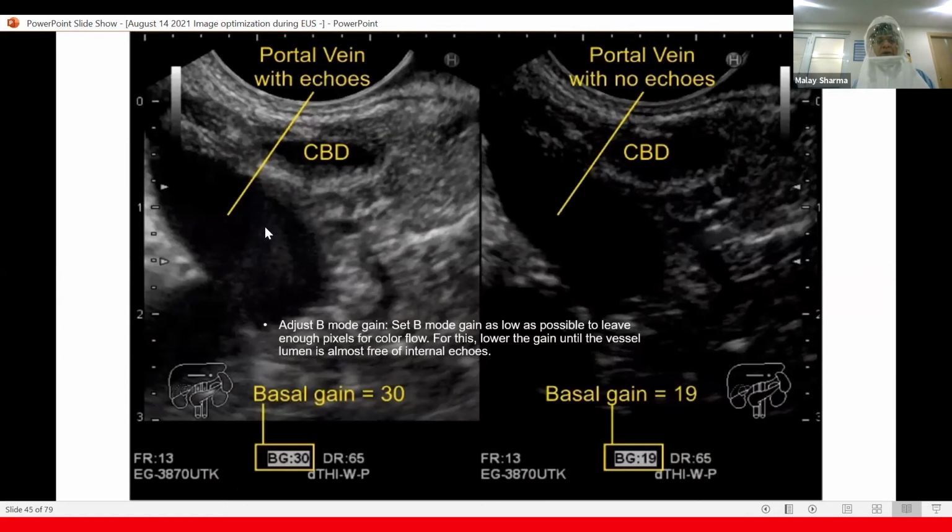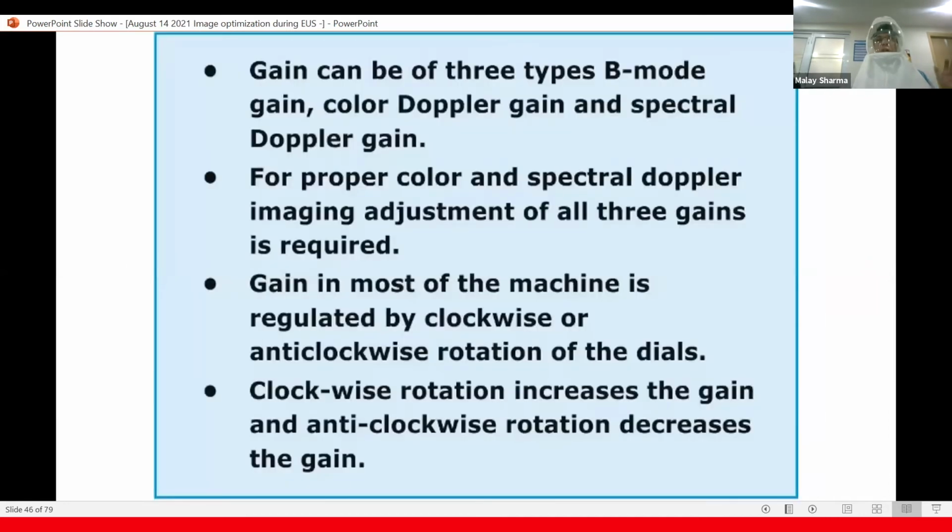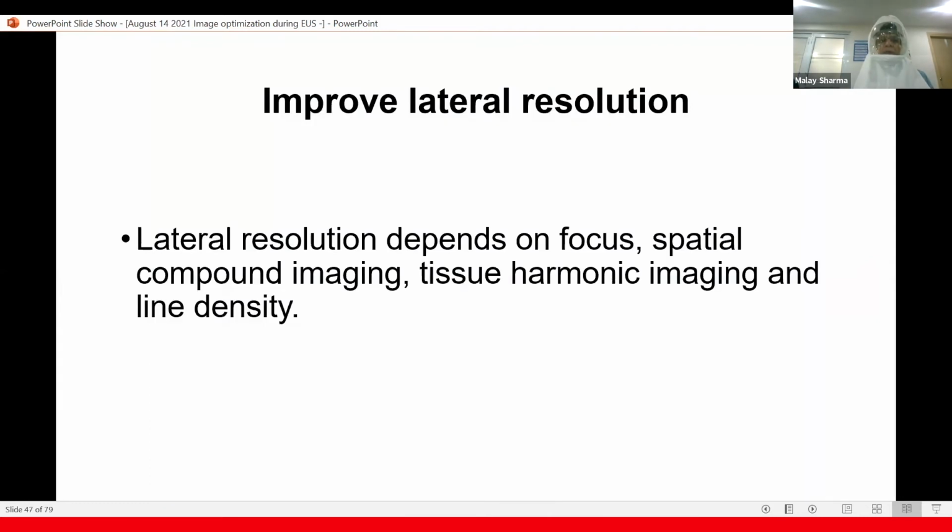In this case, we can see these are the echoes within this. Basal gain is 30. When we use color Doppler, we reduce all echoes within the vessel so that there is no color Doppler artifact. The gain can be of 3 types: B mode, color mode, and spectral gain. And we have to improve the lateral resolution.